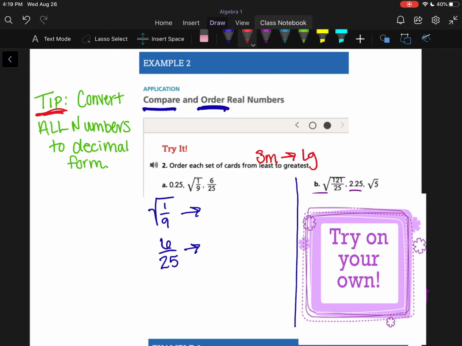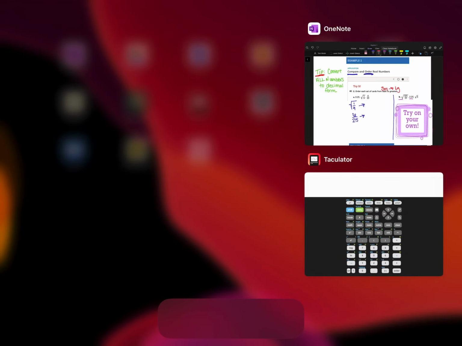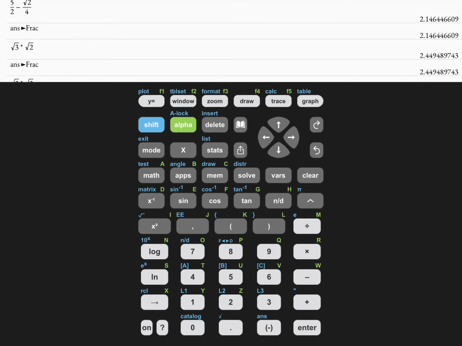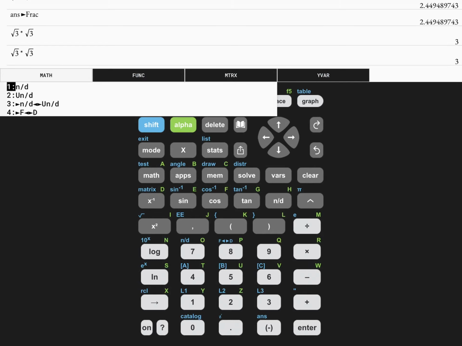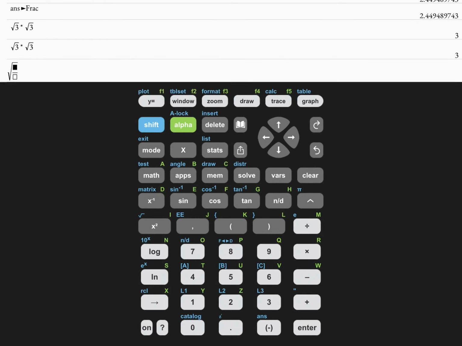We are going to use those calculator tips that you just wrote down to convert the square root of 1/9 and 6/25 to a decimal. Open up your calculator either on your Chromebook or by Googling a calculator app, and let's convert the square root of 1/9 to a decimal. I do square root, then I want a fraction, which was alpha y equals enter. We wrote that down, how to make a fraction. And then we are going to type 1/9.